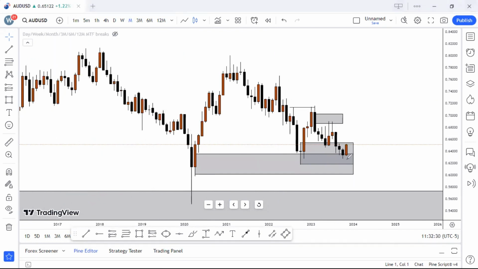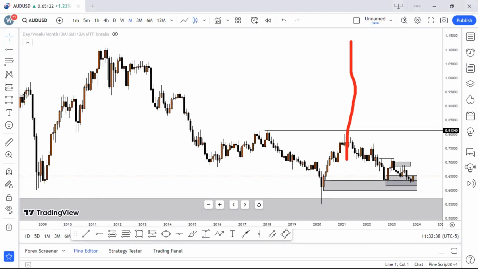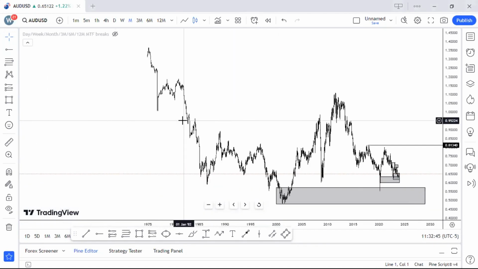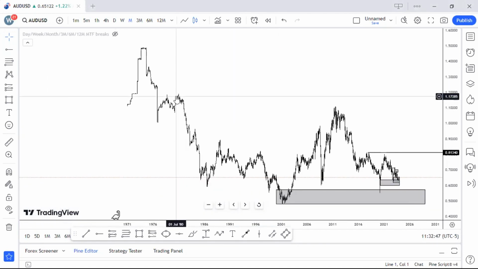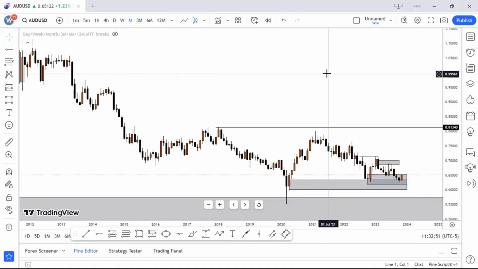So we're back up here, meaning we are coming back to attack this guy. So after that guy, we are next. After that guy, we are next. Could be this one here. So guys, this is it for AUDUSD.